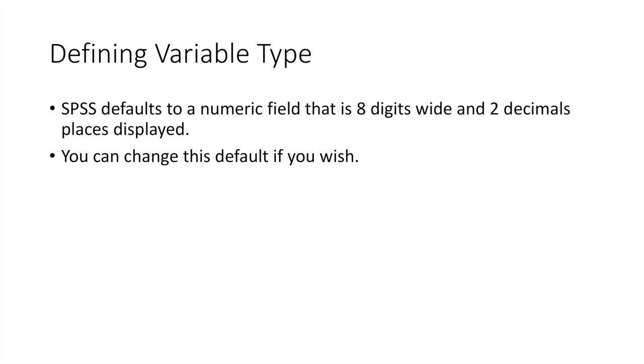SPSS defaults to a numeric code that's 8 digits wide and 2 decimal places displayed. SPSS holds information to more than 2 decimal places. If your data is more than 8 digits to the left of the decimal place, it will be displayed in scientific notation. Like I said, SPSS maintains accuracy beyond the 2 decimal places, but all the output will be rounded to 2 decimal places unless you otherwise indicate it in the decimal column. You don't have to, though.